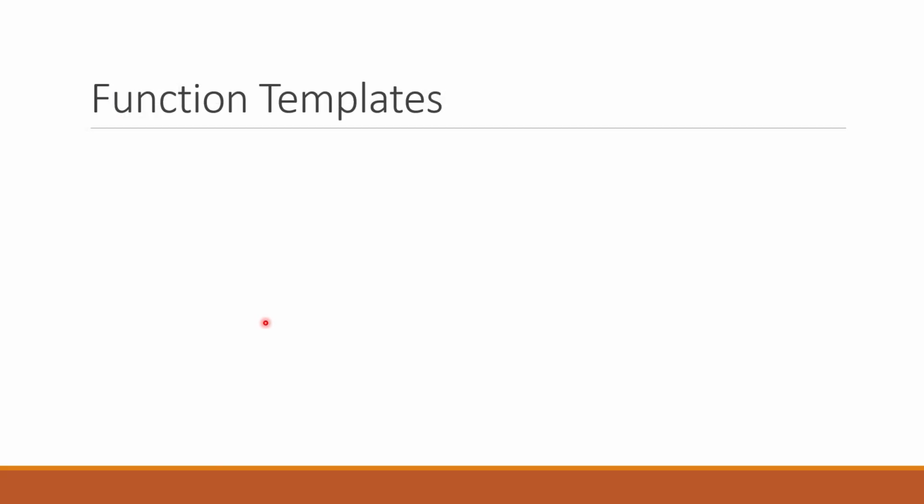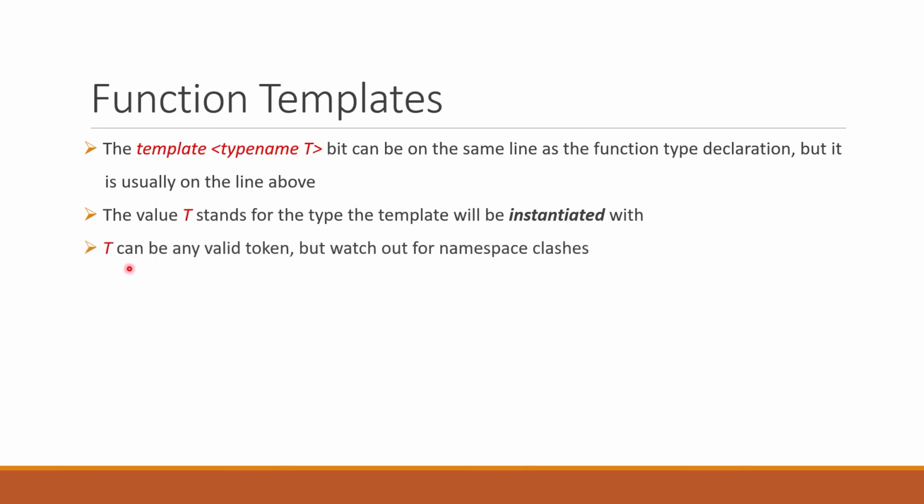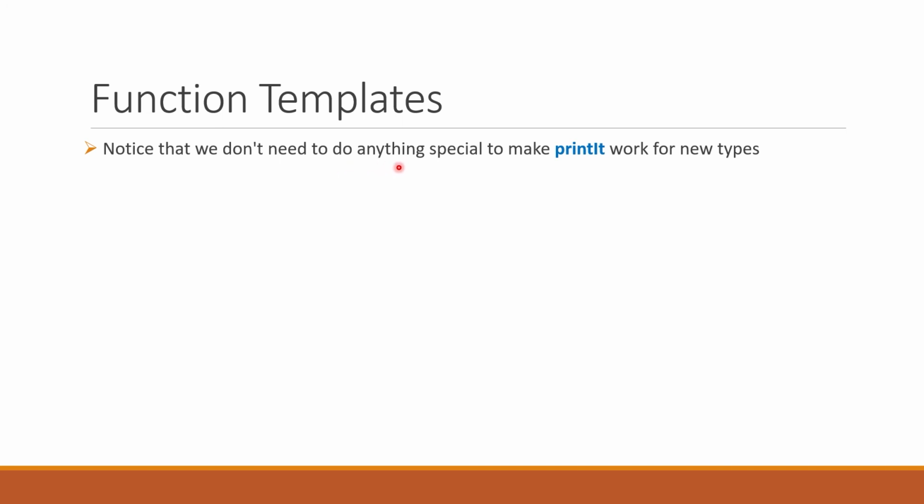So now we will discuss a few notes on the syntax. This line of code, template typename T, can be on the same line as the function type declaration, but it is usually on the line above. The value T stands for the type the template will be instantiated with, so T could be replaced with integer, double, and so on. T can be any valid token, but watch out for namespace clashes. T's scope is limited to just one function, so in this case, printIt. Now notice that we don't need to do anything special to make printIt work for new types.